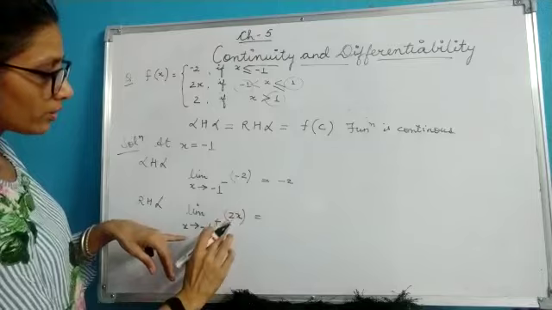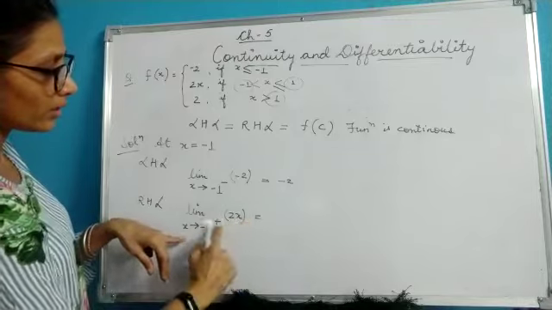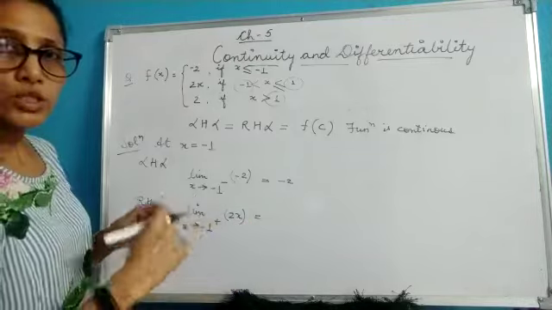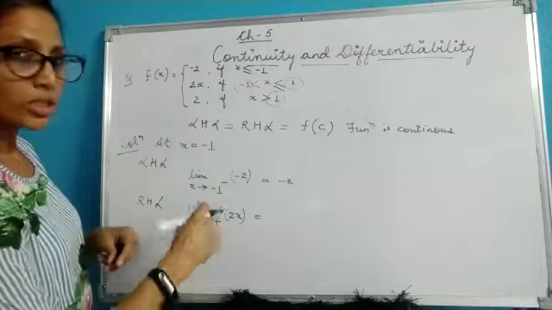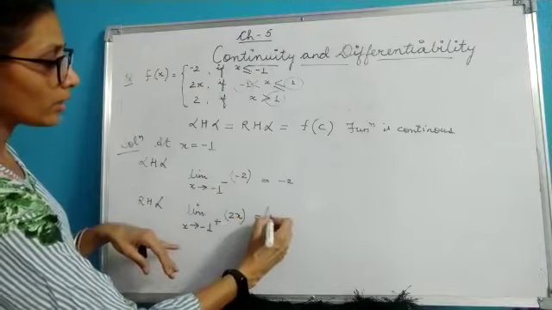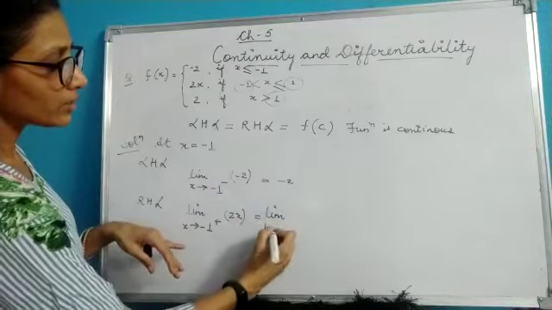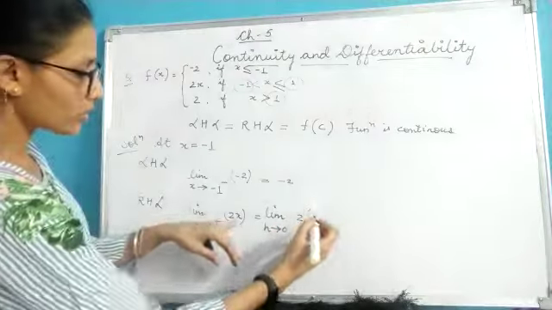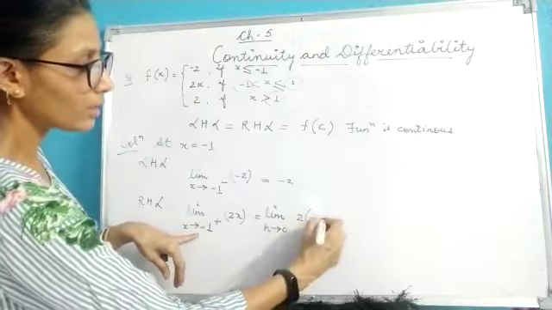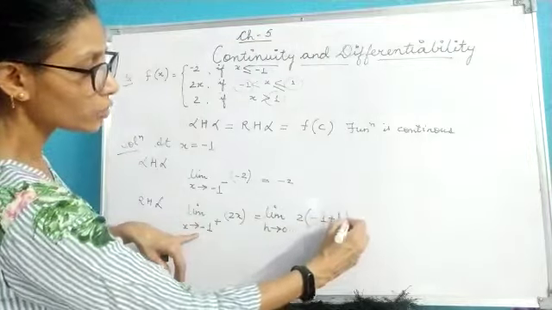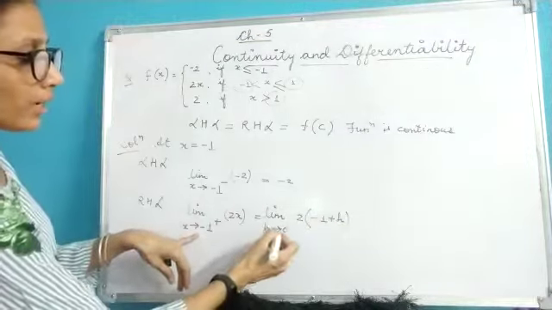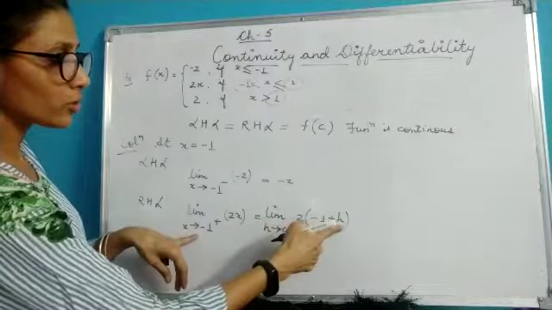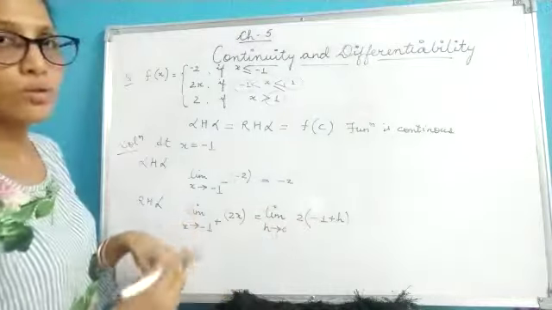That means, children, whenever you are taking this, if I am changing the value slightly more than -1, then I will be writing it like this: h tends to 0, and say this x is -1. So I am increasing the h value in this. So here h tends to 0. Whenever the function is given in h, then the limit should always be in h.